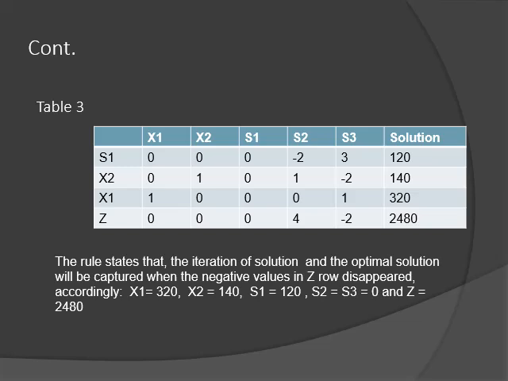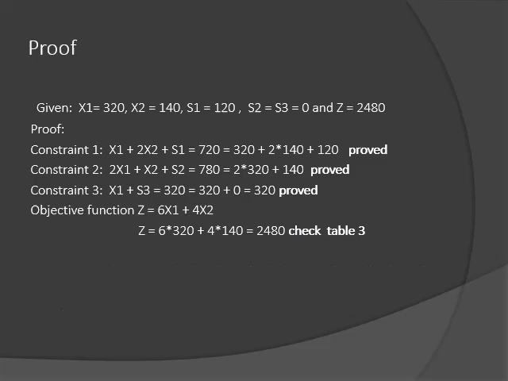Now we have to look after the proof of these findings, the application of these findings to what? To the objective function and to the constraints in order to check them. Okay, proof.